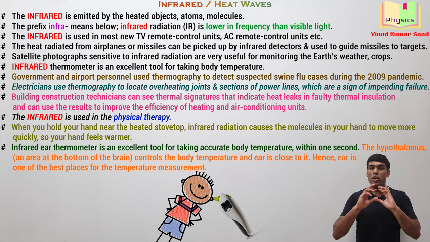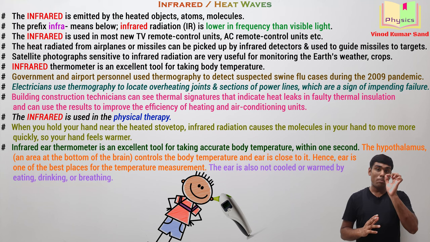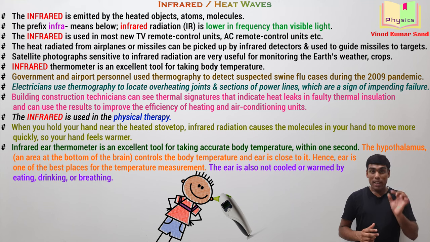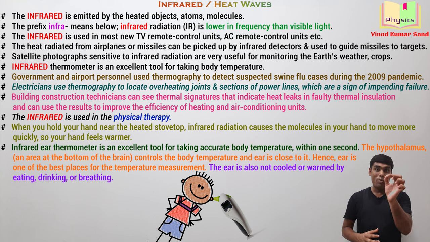If we eat or drink, it won't change the temperature of the hypothalamus. And this method is very quick. In less than a second, the temperature can be measured very accurately. In a few good instruments, it can be measured in 0.1 second or even in 0.3 seconds.